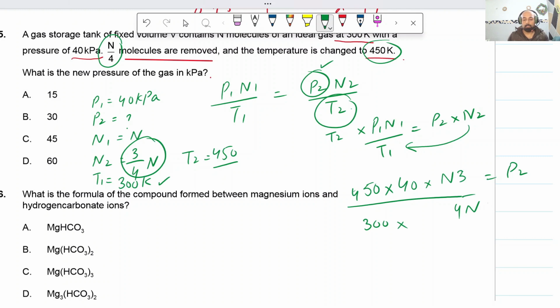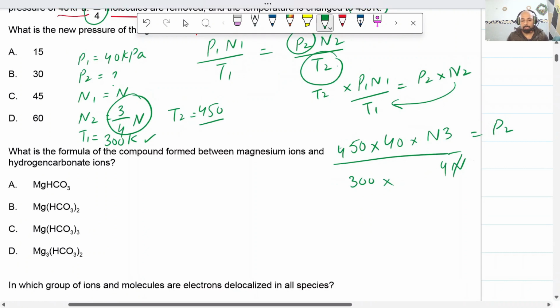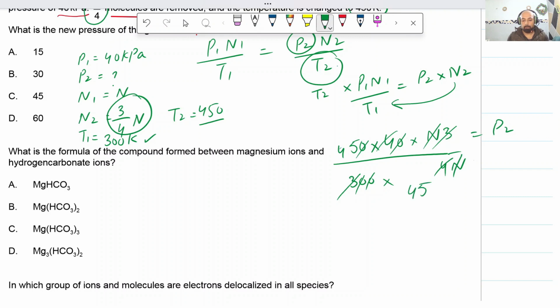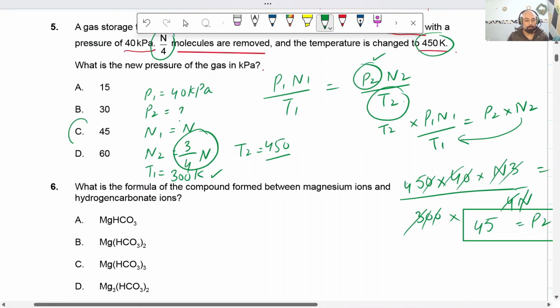Okay, so let's quickly solve this. And what do we get? So this N can be cancelled with this N, right? So this 0 can be cancelled with this 0, this 0 can be cancelled with this 0. So 4 1s are 4, 4 1s are 4, and this 3 can be cancelled with this 3. So we are left with 45, right? So the new pressure, which is P2, is going to be 45 kilopascals. So C is the right answer for this question.